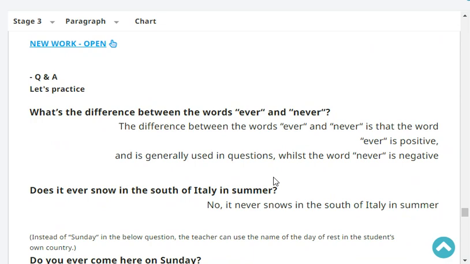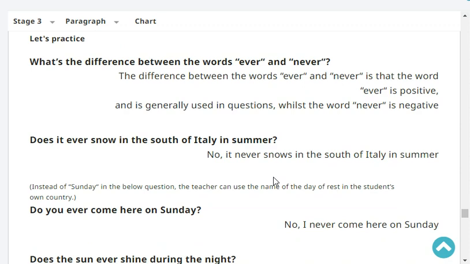What's the difference between the words ever and never? The word ever is positive and is generally used in questions, whilst the word never is negative. Does it ever snow in the south of Italy in summer?